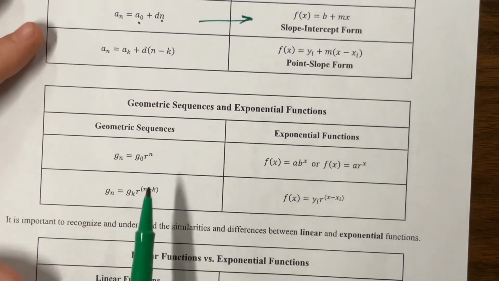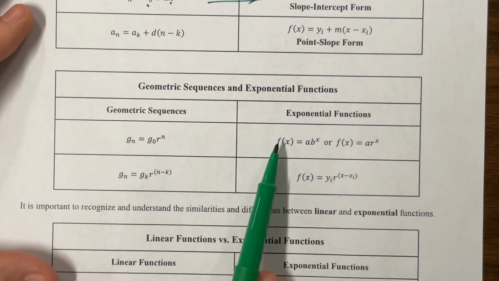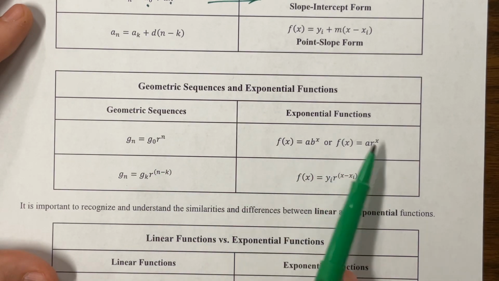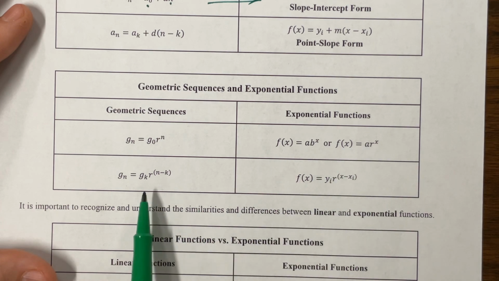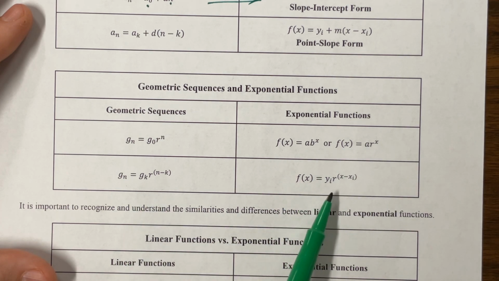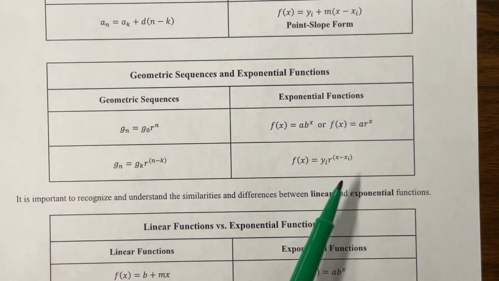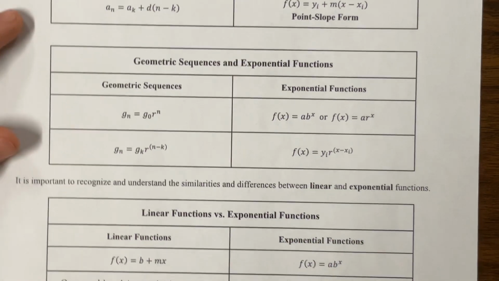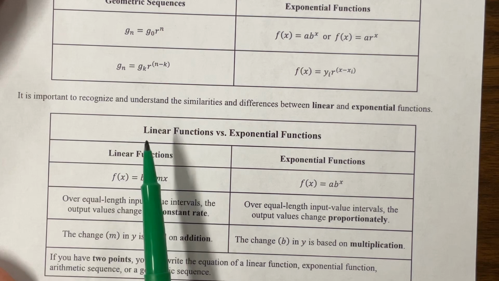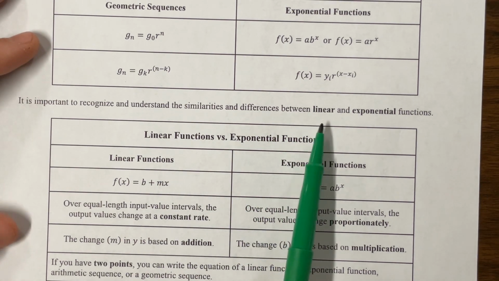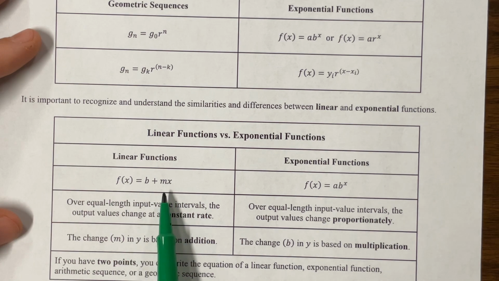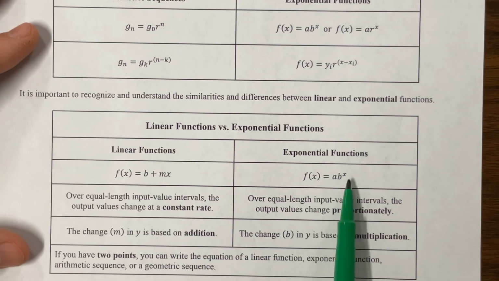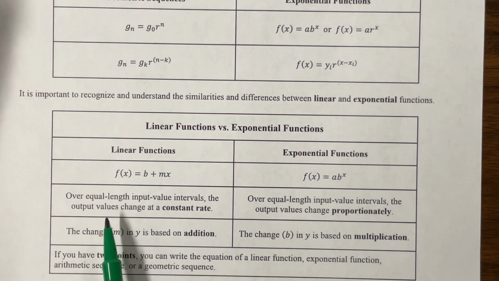And then likewise, the geometric corresponds to the exponential, and I think we're used to seeing a times b to the x or a times r to the x. This one we don't see as often, or at least I haven't. All right, it is important to recognize and understand the similarities and differences between linear and exponential functions. A linear function would follow this form, whereas an exponential function has the variable in the exponent.